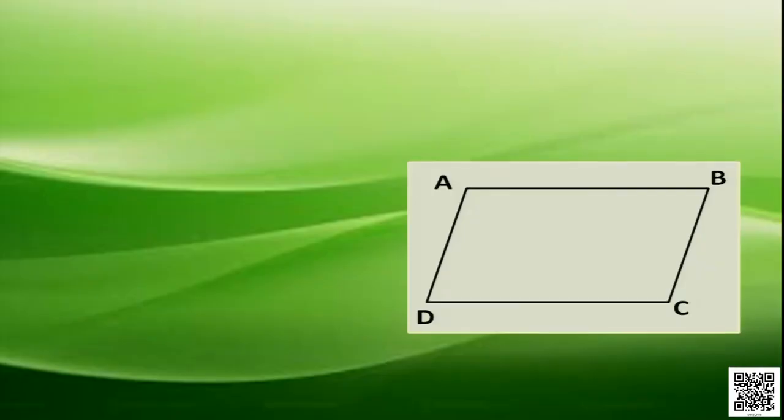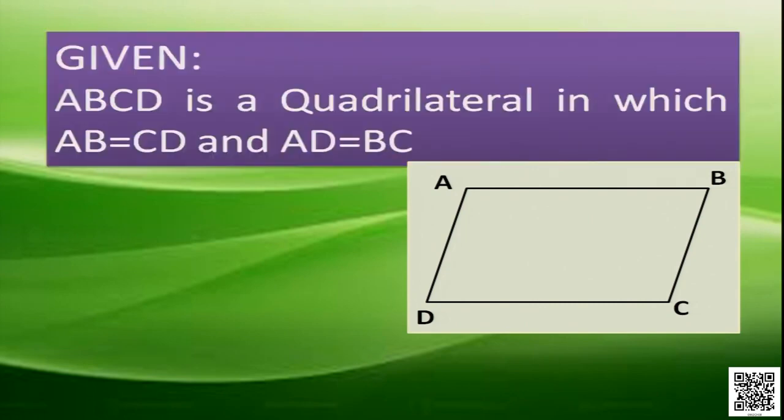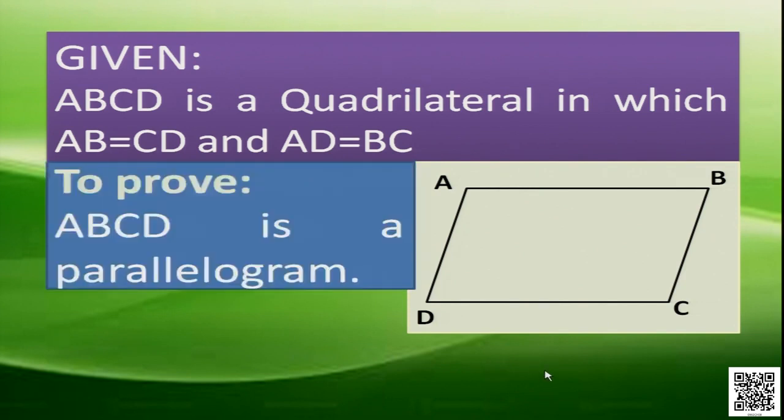So, for that we have to draw a figure. The figure is like this: ABCD is a quadrilateral. So, we can write that ABCD is a quadrilateral in which AB is equal to CD and AD is equal to BC. And what to prove? We have to prove that ABCD is a parallelogram.